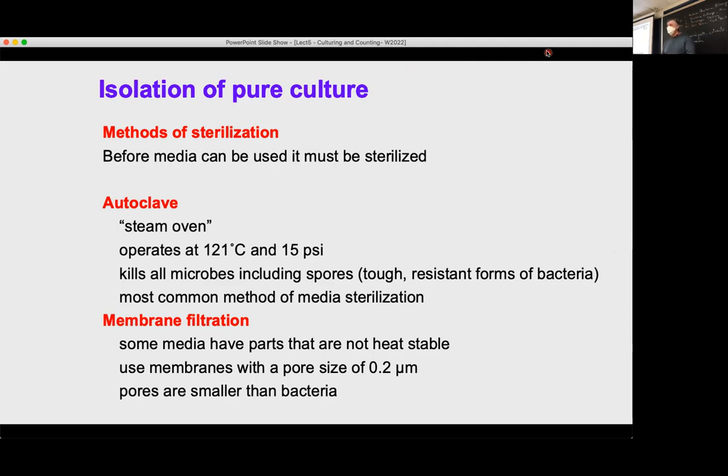So how do we isolate pure stuff? Well, first of all, you have to sterilize your media. Next topic there is the autoclave.